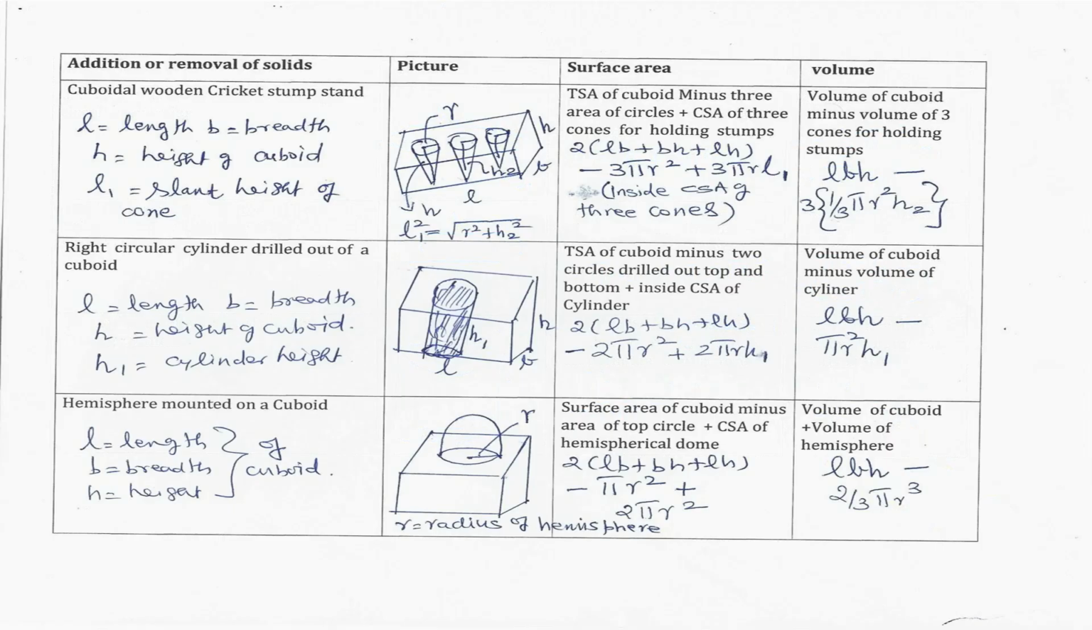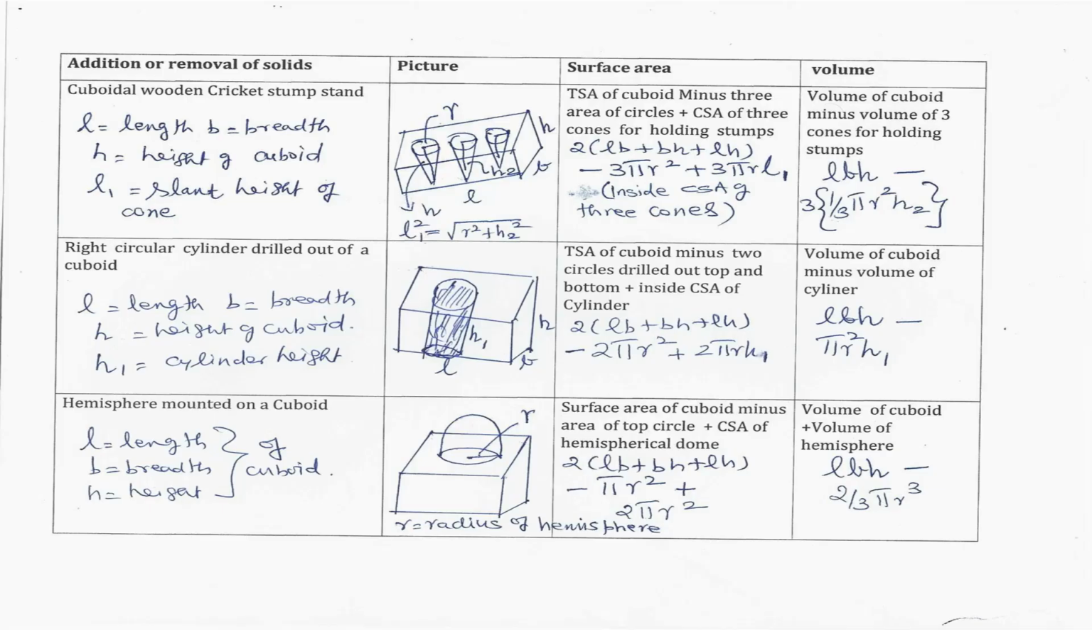Cuboidal wooden cricket stump stand. Length is equal to L, breadth is equal to B, height is equal to height of cuboid, L1 is equal to slant height of cone, and slant height of cone L1 squared is found by R squared plus H2 squared. Square root of R squared plus H2 squared is equal to square root of L1 squared, slant height.